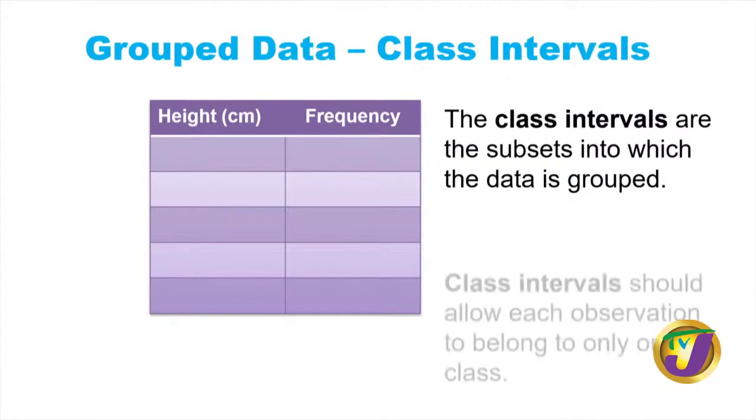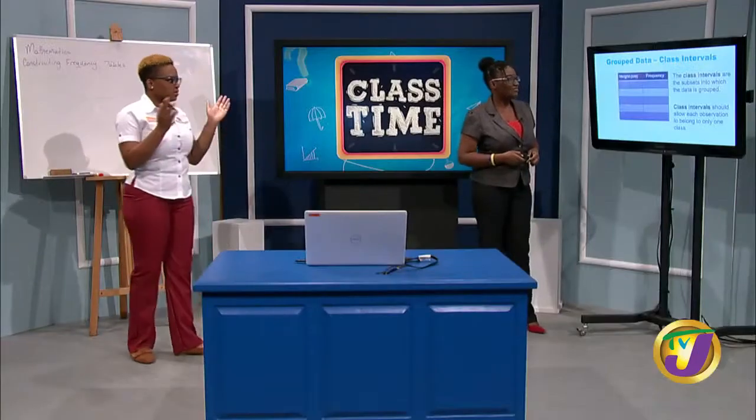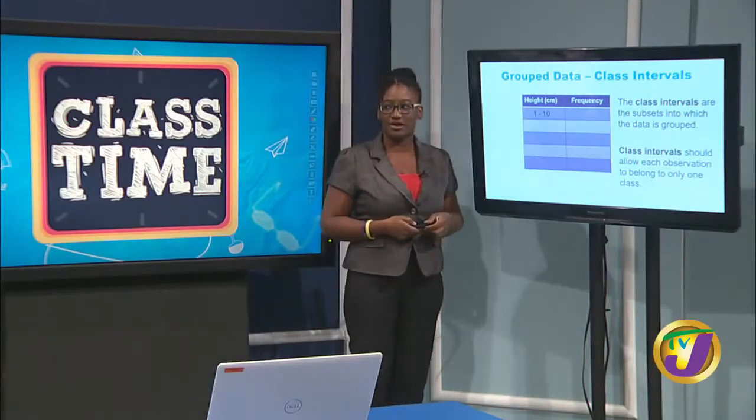And we have to be careful, Latoya, because we have to ensure that how we do our class intervals, an observation should fall in only one class. We can't have an observation falling in more than one of these groups. And we talk about observation, that is another word for event or the values, the grades, whatever the data is about. So talk to us about these intervals here, Latoya.